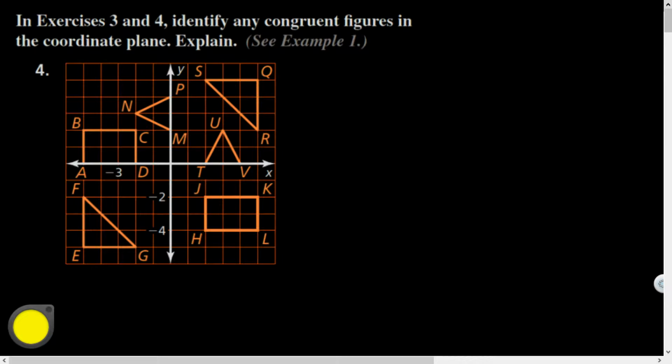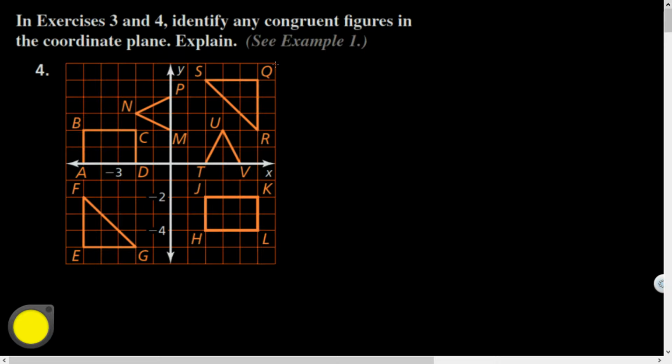Greetings and welcome, friends. So we were talking about congruence and transformations the other day, and there's actually a way to define congruence as there being a transformation or composition of transformations that will map one figure onto another.